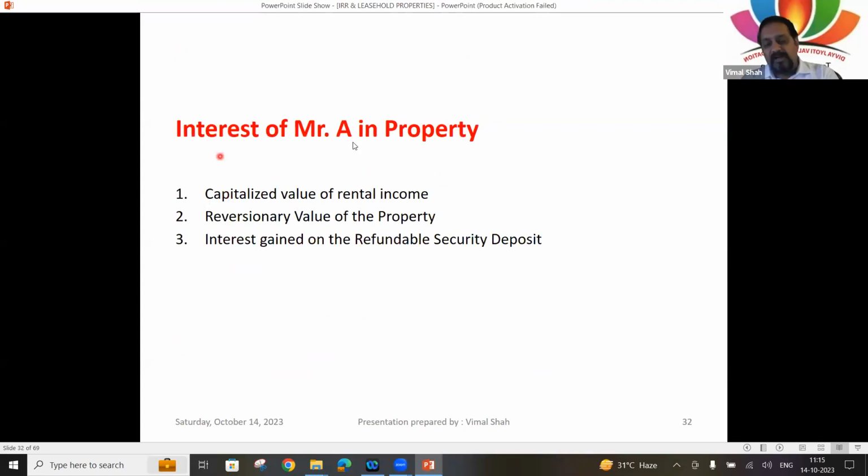Yes, sir. Here I have considered 3 interests: first the capitalized value of rental income, second the reversionary value of the property, and third the interest gained on the refundable security deposit. That I will account for in the third part. Here we are on the first part right now, the capitalized value of rental income.